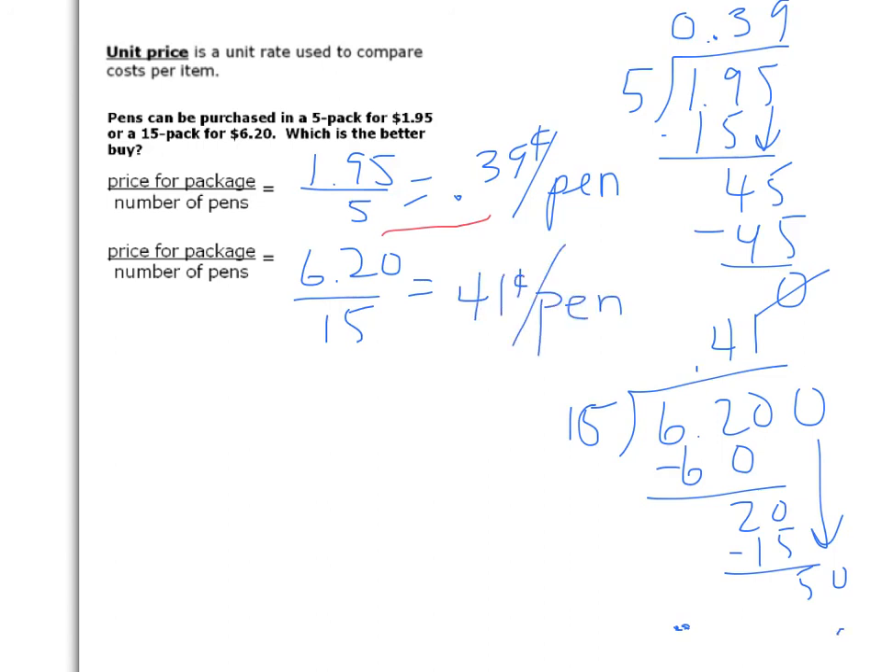So in this situation, it was actually cheaper for you not to go to Sam's Club or Costco or any of those big stores that sell stuff in bulk. It was actually cheaper to buy the small package. So which is the better buy? In this situation, the better buy would be the pack of 5 pens, because you're only paying about 39 cents per pen, so you're saving yourself about 41 cents a pen.